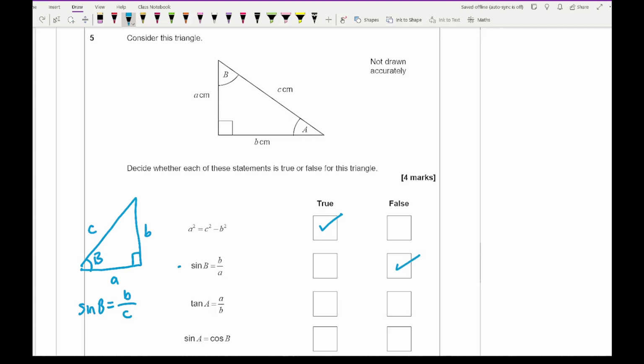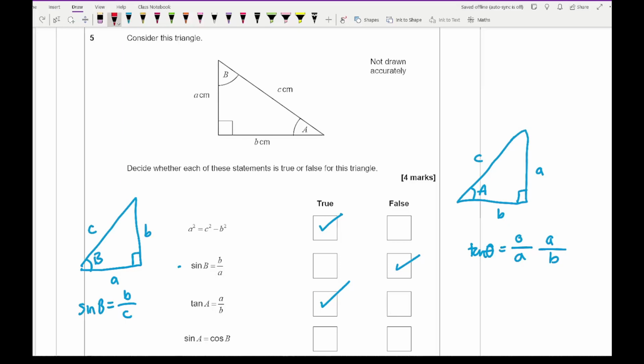Then for tan a, so if I draw the triangle of a, where a is at the bottom here, this is the right angle. I'm just labeling across. This is c, that's a, and that's b. So tan theta equals opposite over adjacent. So here my opposite is a and my adjacent is b, so it should be a over b, and that's correct. Then moving on to the last one, it says sine a equals cos b.